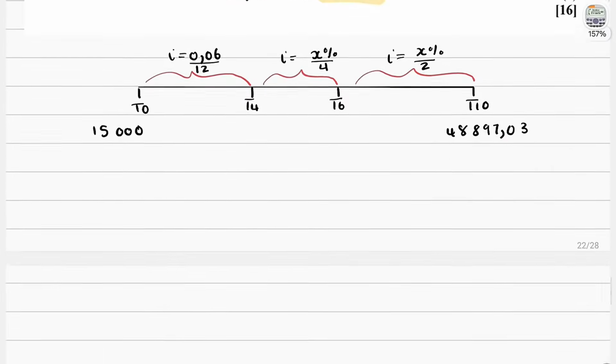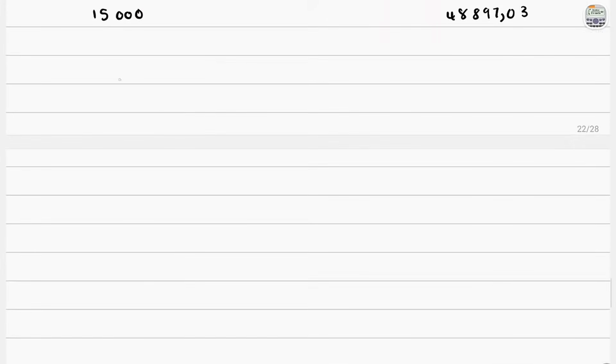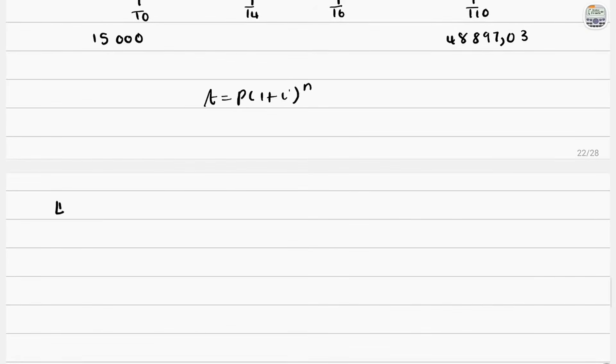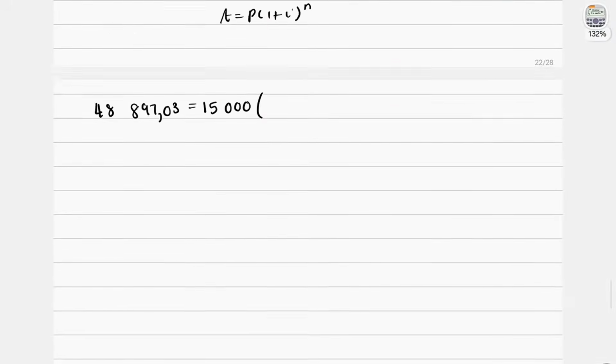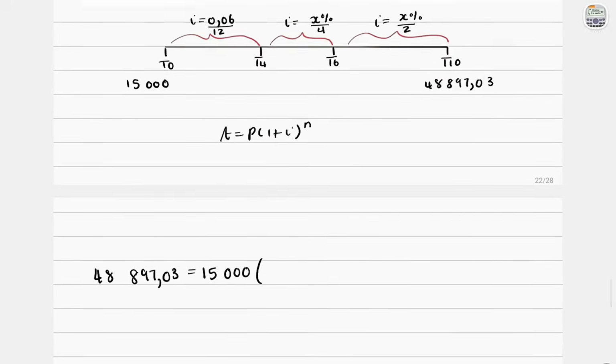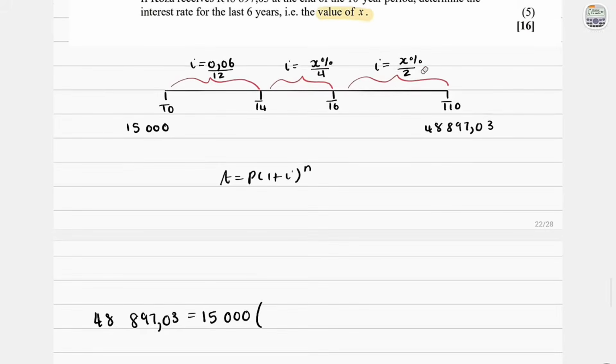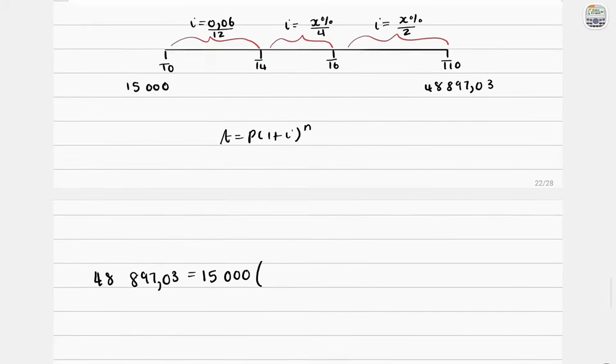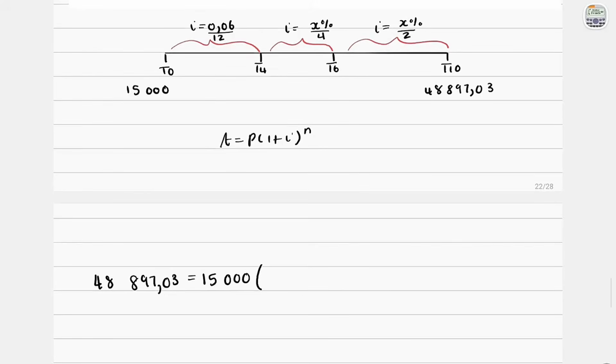Okay, so again, using the compound interest growth formula, we would say A is equal to P times 1 plus i raised to the power of n. So the final amount, which we have, okay, as 48,897.03 is equal to the investment, which is 15,000 multiplied by, and now we just need to be careful. Notice that there are 2 different interest rates, but remember there are 3 different compoundings. These ones are exactly the same, but the compounding is different. So you need to have 3 brackets. Just remember that. So it's going to be 1 plus, and the first interest rate is 0.06 over 12.